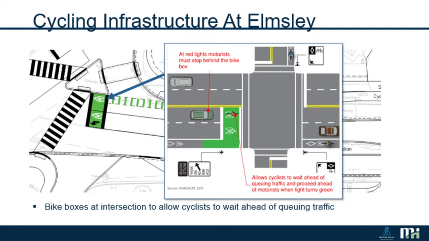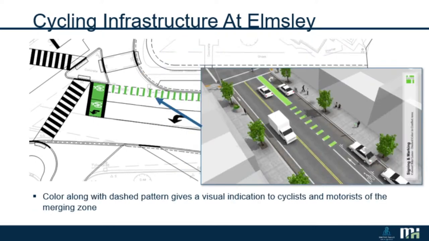And on balance of maintaining full operation of the intersection, the best solution here is to keep this free flow right turn. If we can have the next slide. This was just again highlighting the dashed pattern to give the visual indication to cyclists and motorists of the merging zone and the location where cyclists should be in the road.